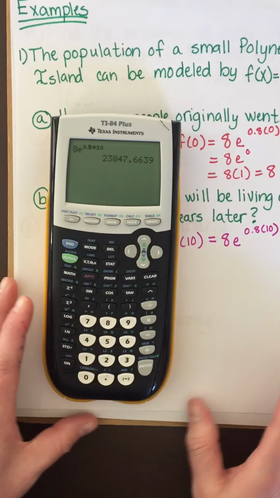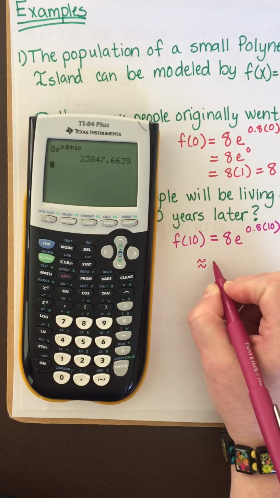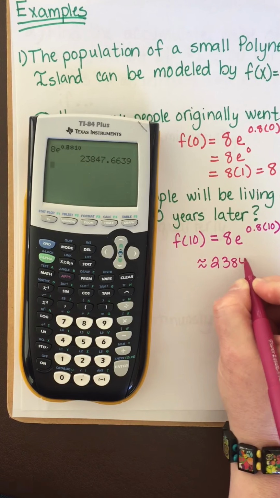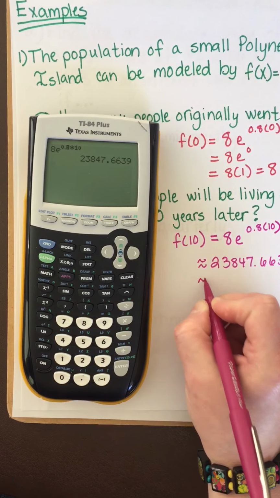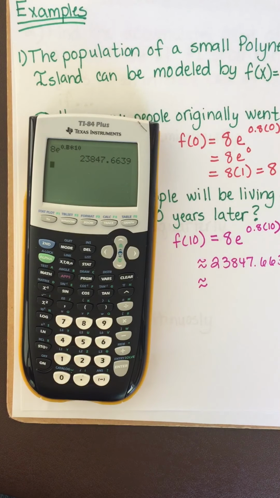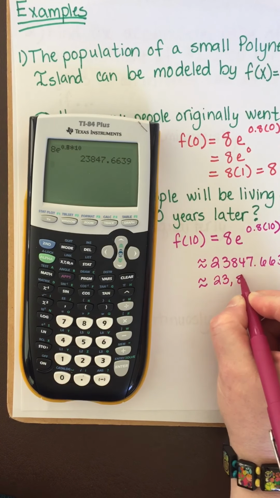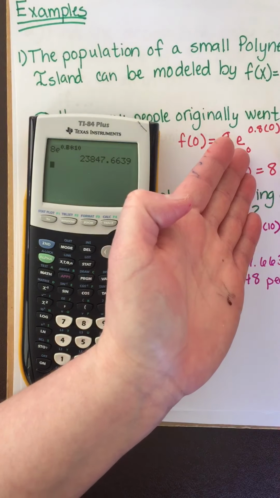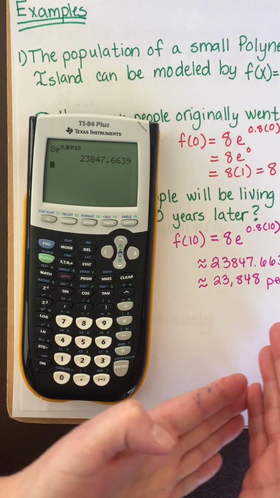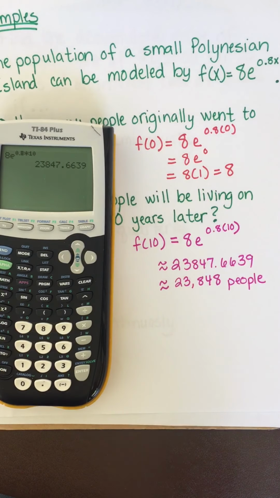And wow, look at how big that got so quick. So that was approximately 23,847.6639. Let's for goodness sake round to the nearest whole person. So that would be 23,848 people. Just in 10 years from 8 to 23,848. That's a lot of growth.